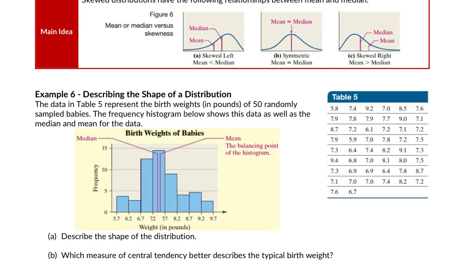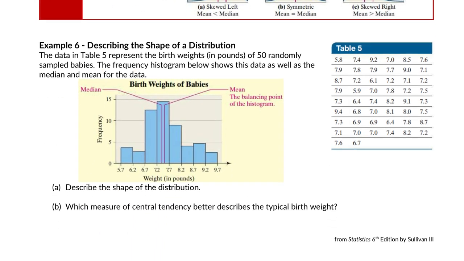The data in Table 5, for example 6, represents the birth weight in pounds of 50 randomly sampled babies. The frequency histogram below shows this data as well as the mean and the median for the data. To keep us from having to type 50 data points in our calculator, I went ahead and did it for you. This is why eventually Excel is going to be a lot nicer for us. And we see this histogram, which we learned about in the other chapter. It is bell-shaped-ish, correct? Somewhat.